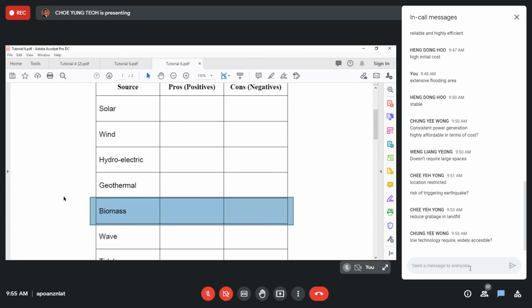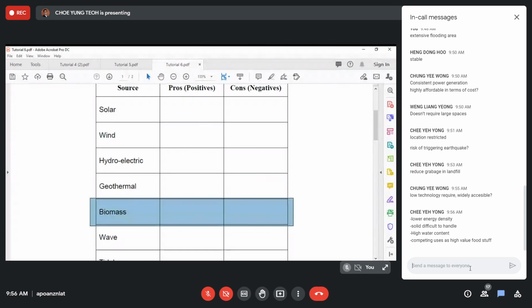Low technology required. Yes, we have used it for power generation for more than 200 years. Okay, and widely accessible, yes. And other than widely accessible, it also meshes supply and demand very well, where you have the biomass, you have the population that needs the energy. So now we have four points already: carbon neutral, reduce waste, low technology required, and widely available.